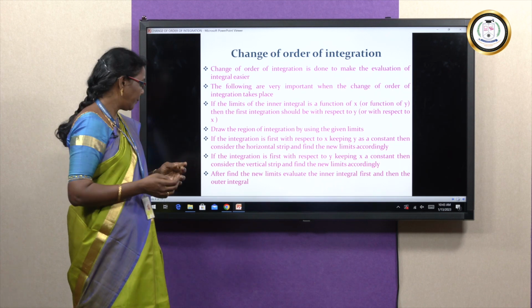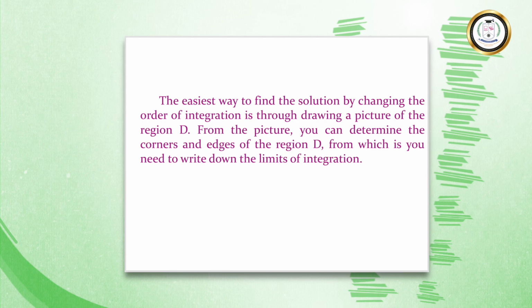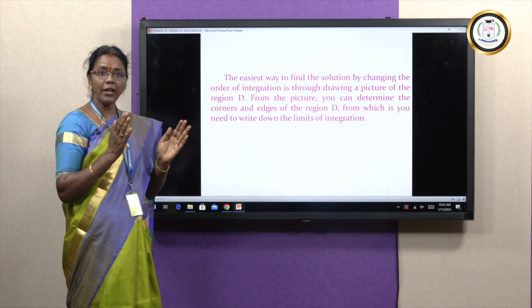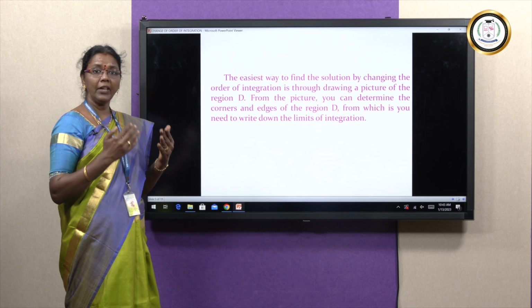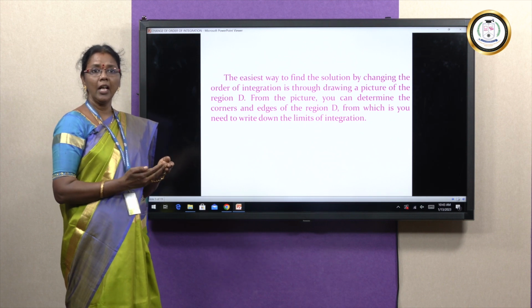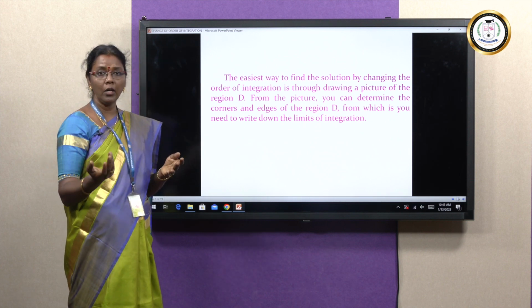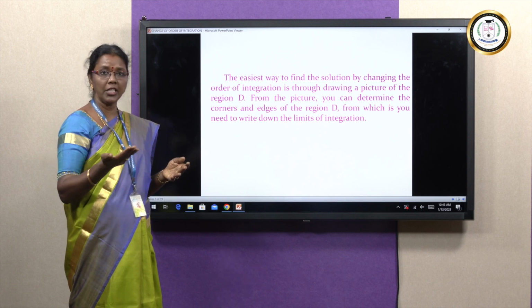value easily. The easiest way is you have to draw the region first. With algebra or anything, we can't do this easily. Only with the diagram can we proceed easily and identify the region easily and find the boundaries for the new integration, that is after changing the order.